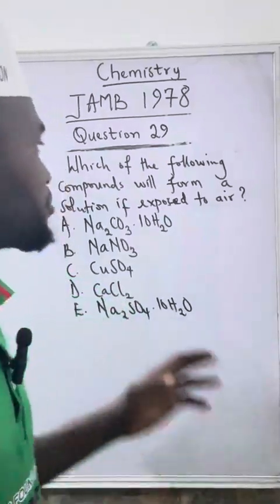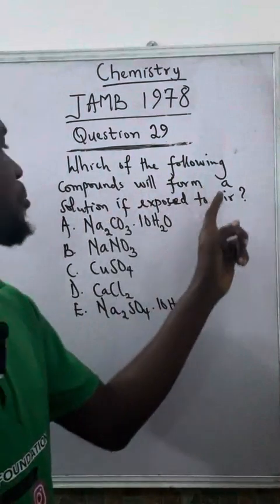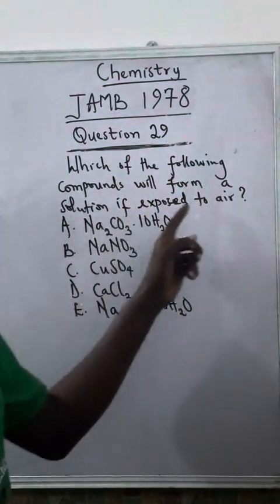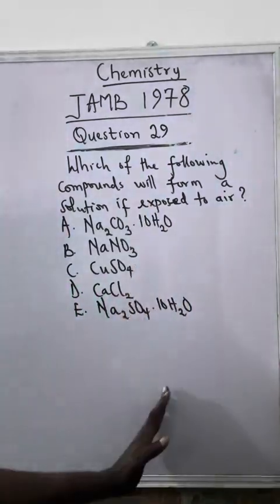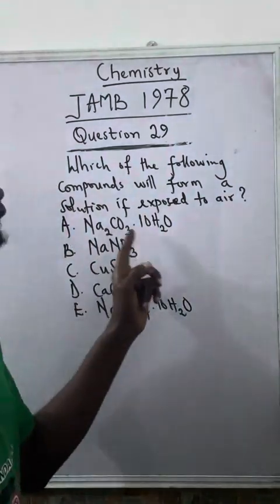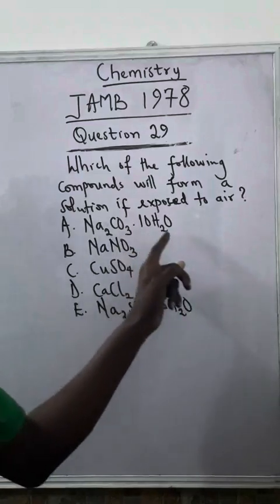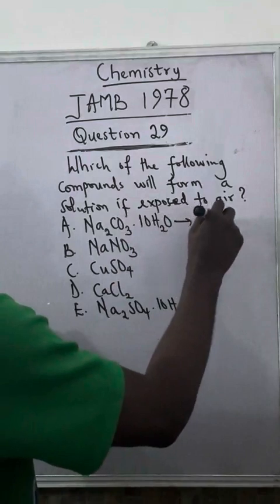Right, consider this chemistry question. Which of the following compounds will form a solution if exposed to air? So very good. We have the substances here on the board. This is sodium carbonate decahydrate, Na2CO3.10H2O. It's a hydrated salt. This is what we call washing soda.